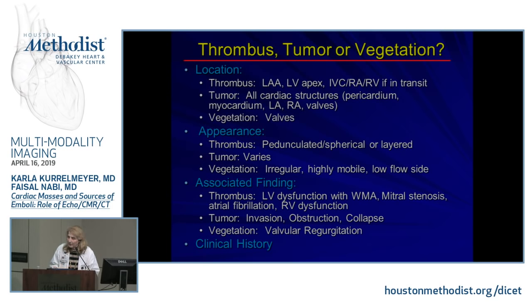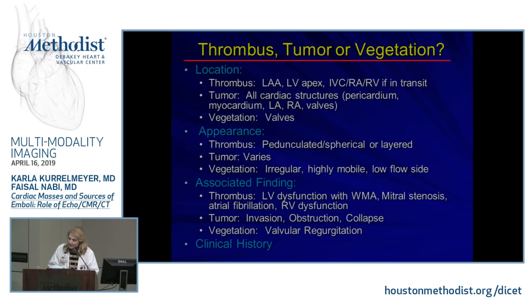Tumor can be anywhere, any cardiac structure, any place in the heart. Of course, a vegetation usually is on the valves. The second is appearance. Thrombi are very pedunculated or spherical if they're in transit. If they're mural thrombi, again, they're harder to detect, which we know, and they're usually located in apical aneurysms on the LV side. Tumor is going to vary. A vegetation is very regular, highly mobile, located on the low flow side of valves.